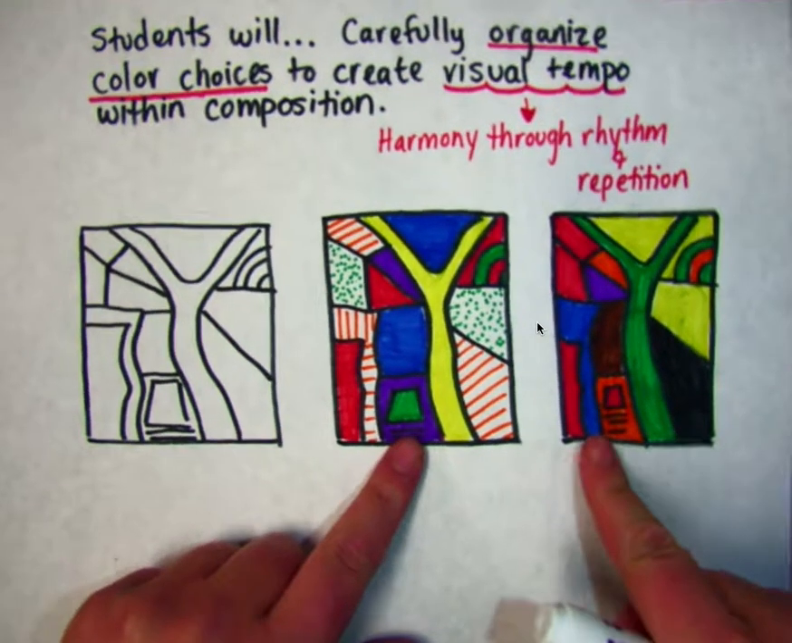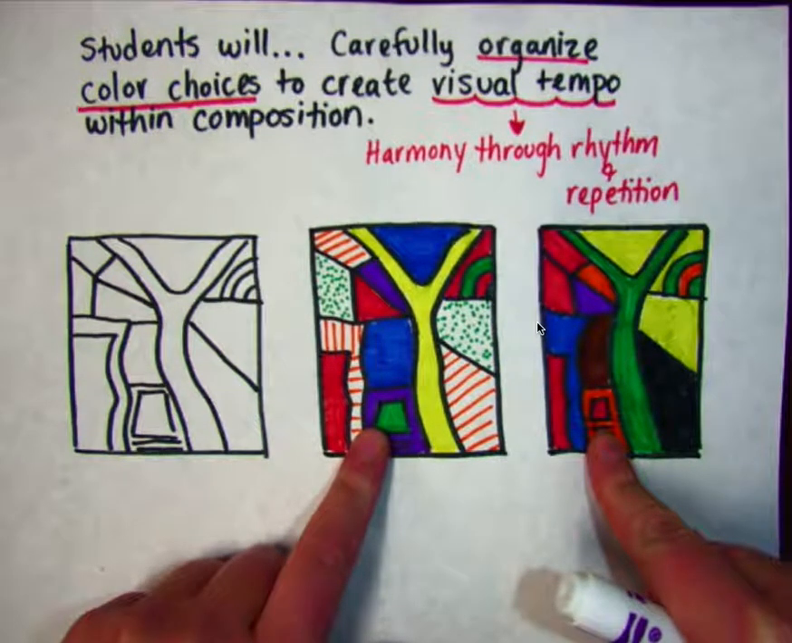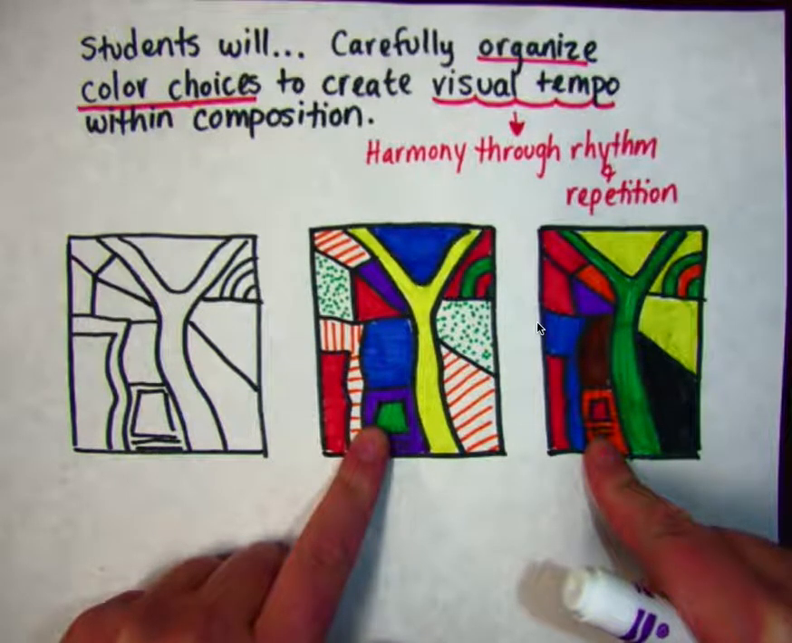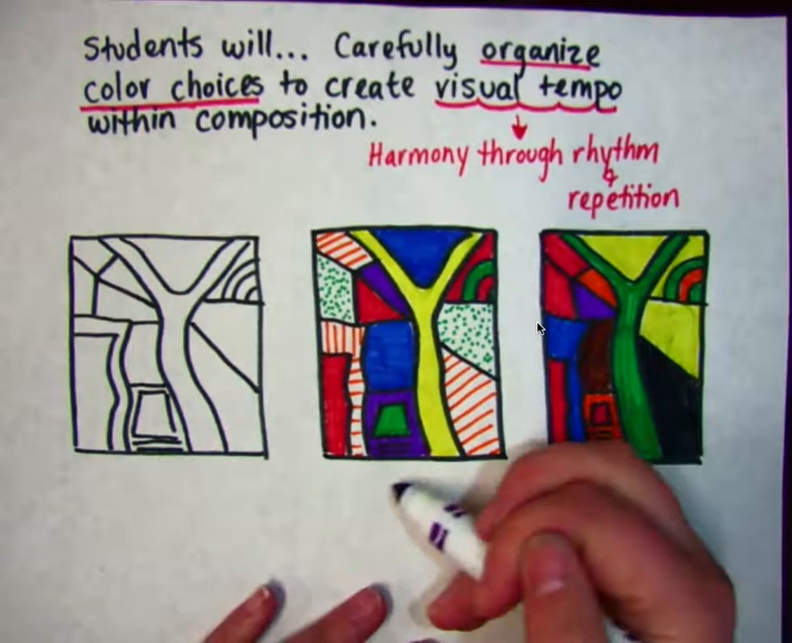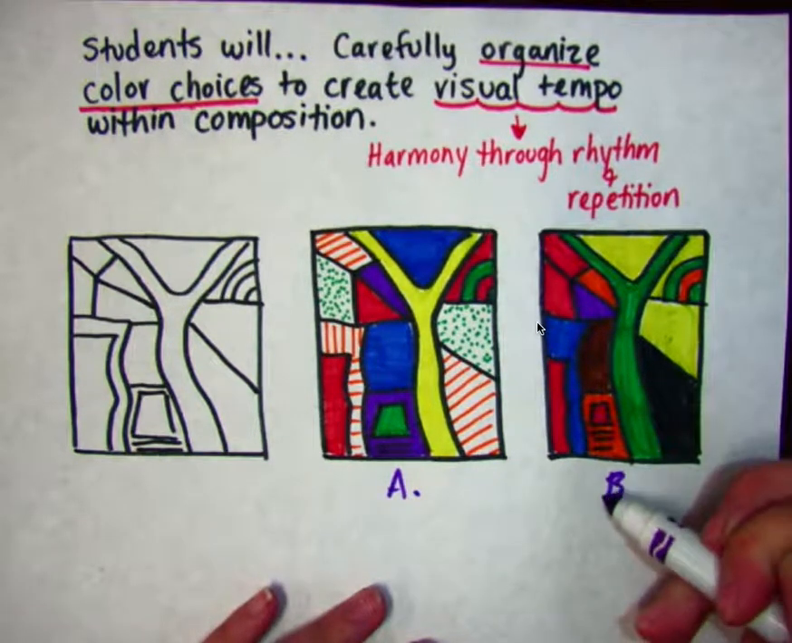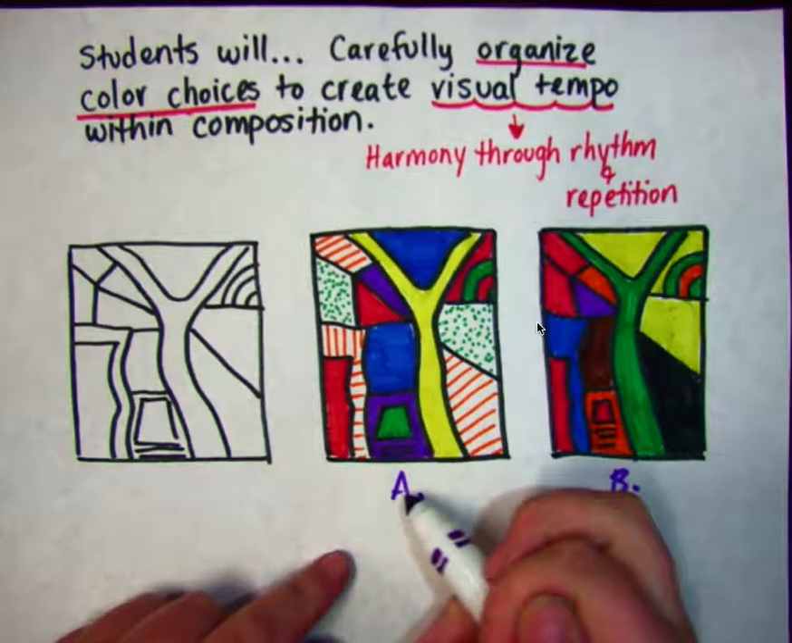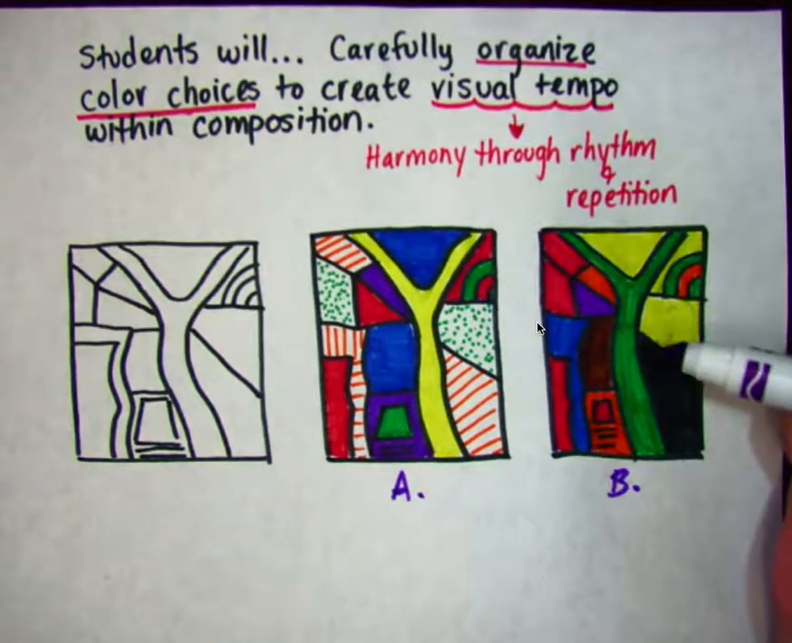Taking a look at these two compositions that are colored in, which one do you think has a strong harmony or strong unity in it? Is it A or B? And why do you think that? Because we can't discuss it back and forth, okay, A has a strong harmony.